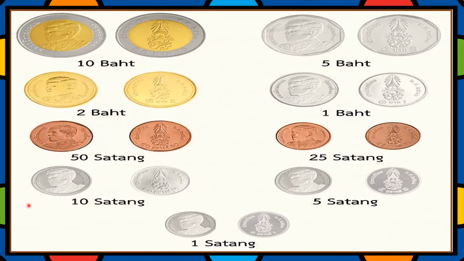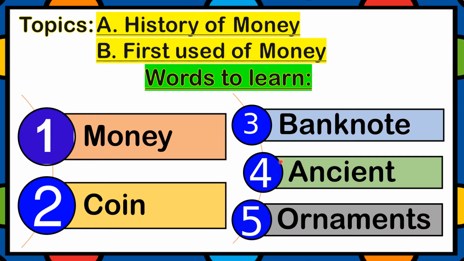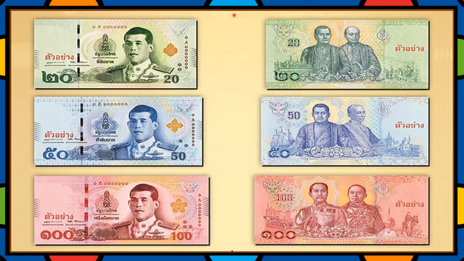Next, coin. So class, these are different coins in Thailand. We have here 10 baht, 5 baht, 2 baht, 1 baht. We also have 50 satang, 25 satang, 10 satang, 5 satang, and 1 satang. Next word, banknote. So class, these are different banknotes in Thailand. We have here 20, 50, and 100. We also have 500 baht and 1,000 baht. And these banknotes come in different sizes. The smaller size means the smallest value. The largest size means the largest value.